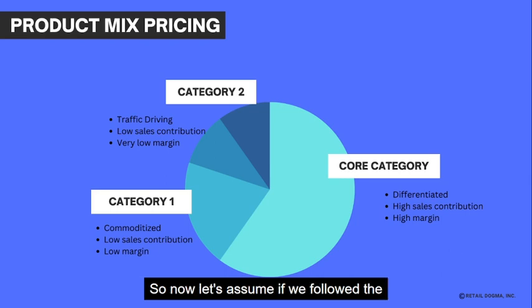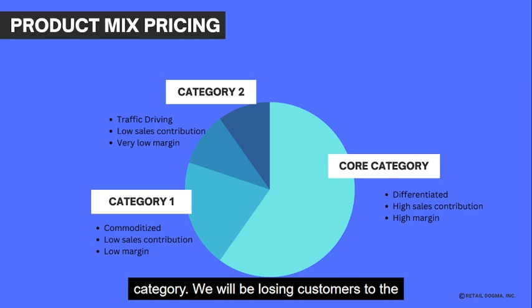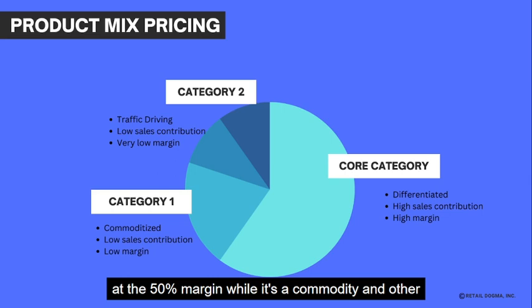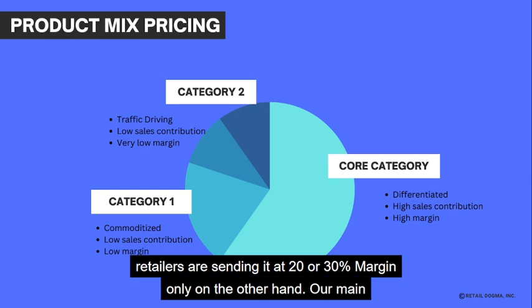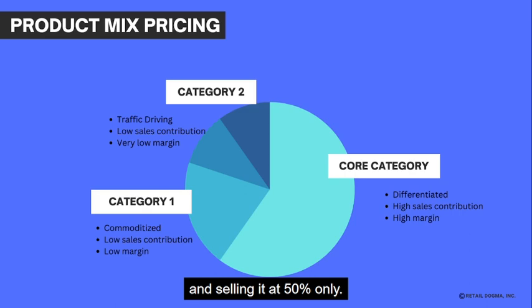So now let's assume we followed the logic of pricing based on costs and applying a fixed markup or using a certain margin, which is the same logic of keystoning. For the highly competitive category, we will be losing customers to the competition because we are selling this category, let's say at a 50% margin, while it's a commodity and other retailers are selling it at 20 or 30% margin only. On the other hand, our main category that we could have priced at a higher margin, say 60%, because we have no competition there, we lost a lot of profits on that category too by setting lower than optimal margins and selling it at 50% only.